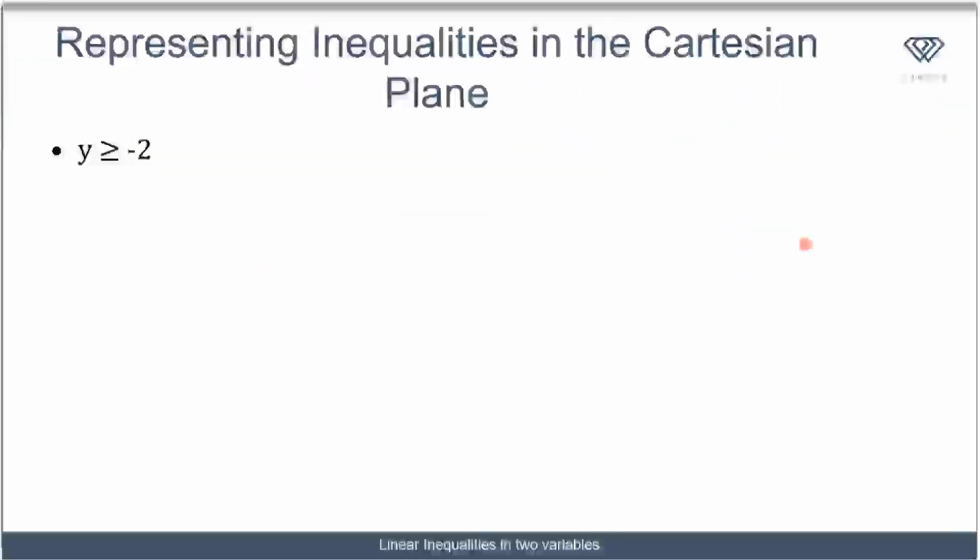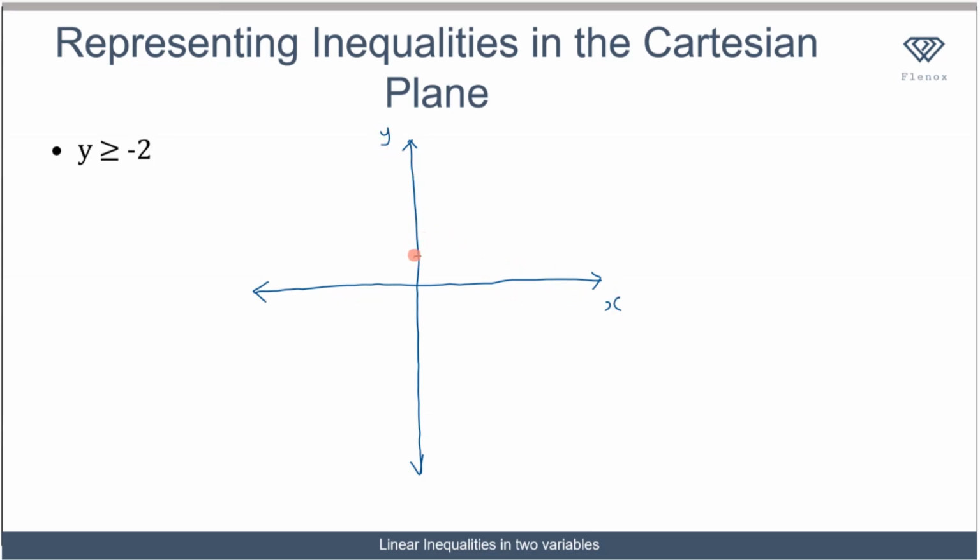Let's look at another example. How would I represent y greater than or equals to minus 2? We first sketch out our Cartesian plane, and when we do that, try to identify or locate the axes. We have the x-axis over here, and we have the y-axis over here, with 1, 2 on the y-axis, and here we have minus 1, minus 2, minus 3.